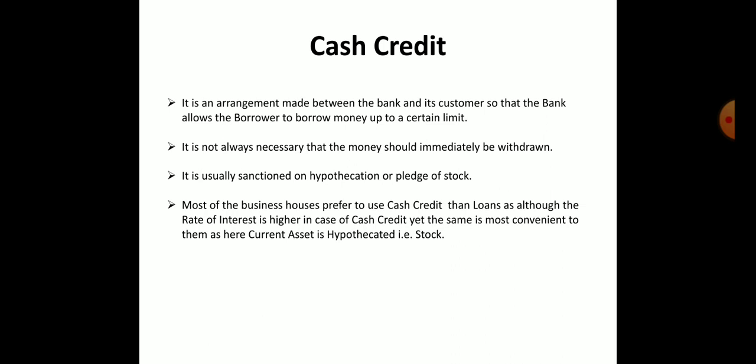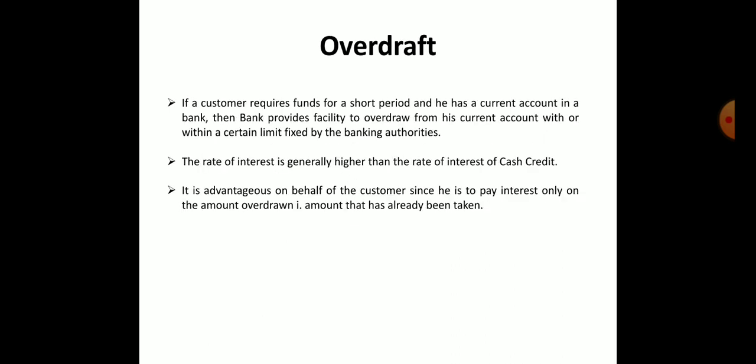Most of the business houses prefer to use cash credit rather than loans, as although the rate of interest is higher in case of cash credit, yet it is most convenient to them, as here the current asset is hypothecated, that is stock. Next is overdraft, which is again a most important term.